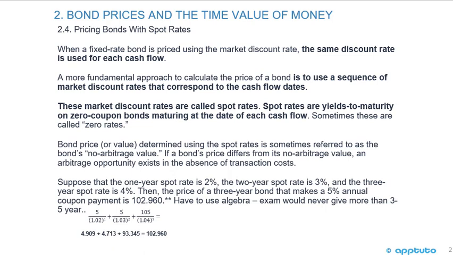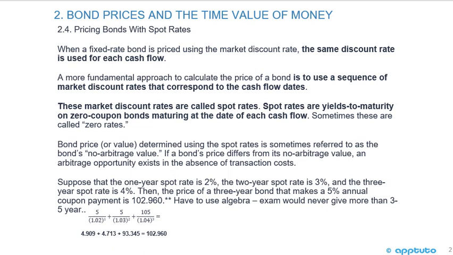Bond price or value determined using the spot rates is sometimes referred to as the bond's no arbitrage value. If a bond's price differs from its no arbitrage value, an arbitrage opportunity exists in the absence of transaction costs.